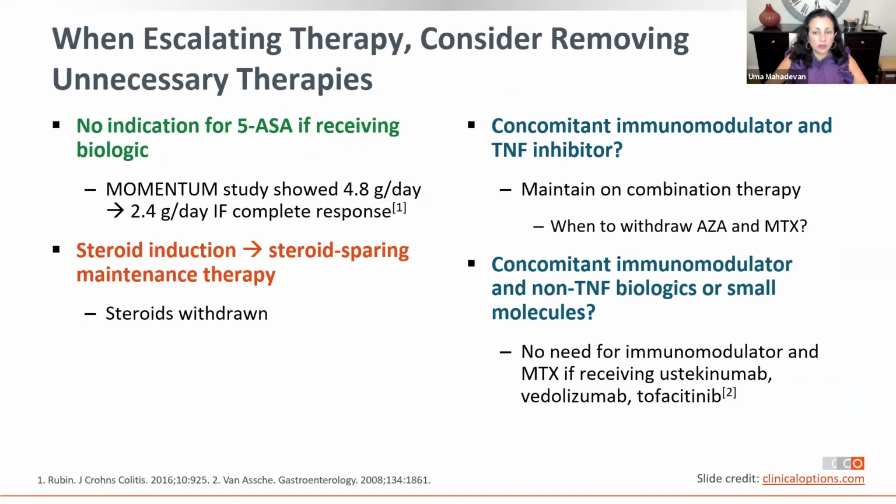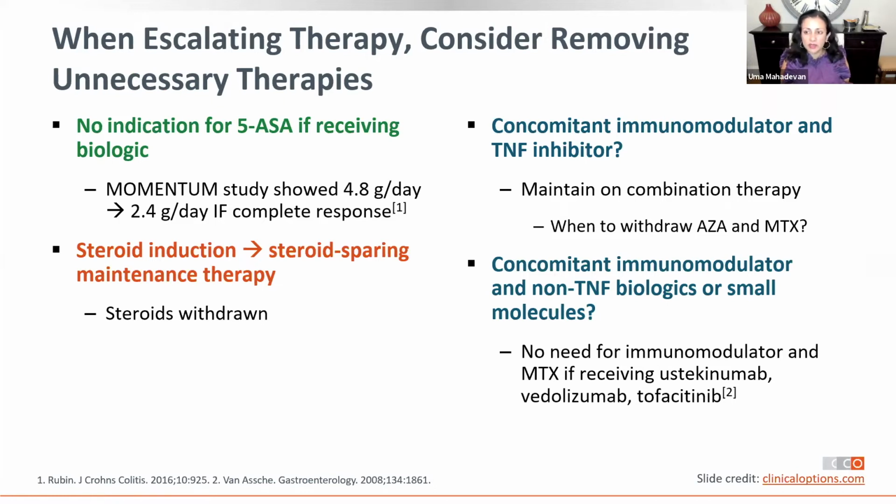One thing to remember, patients always ask about de-escalating therapy, and the way I approach it is removing unnecessary therapy. So if your patient is on a biologic, there's absolutely no reason for them to be on a 5-ASA. So if they're on a biologic doing well, you can stop that 5-ASA. Of course, you want to withdraw their steroids.